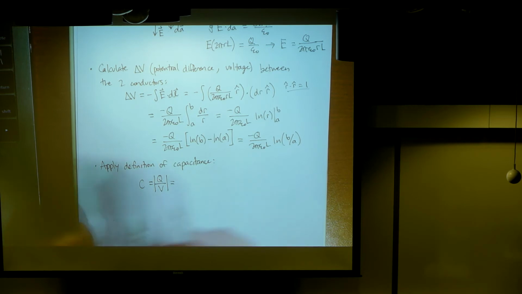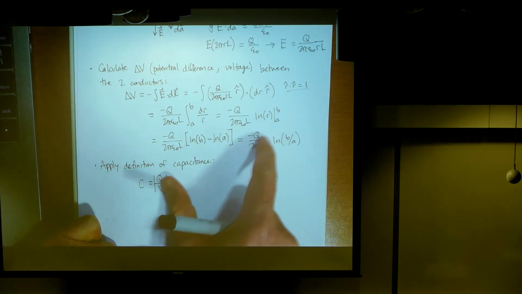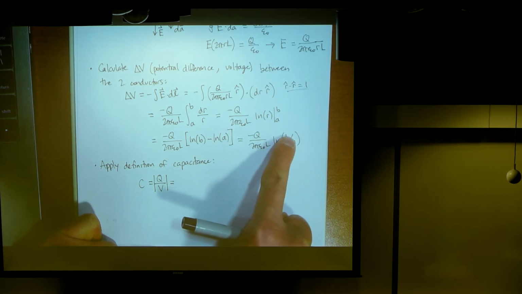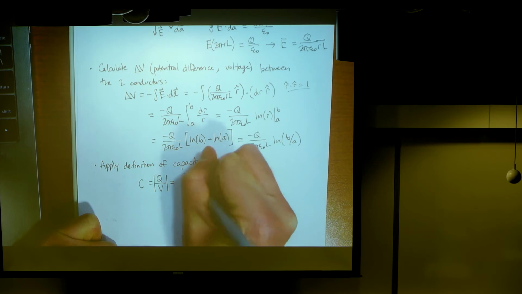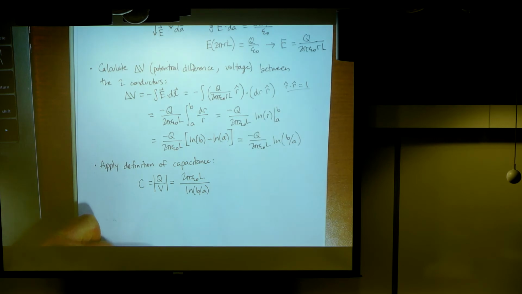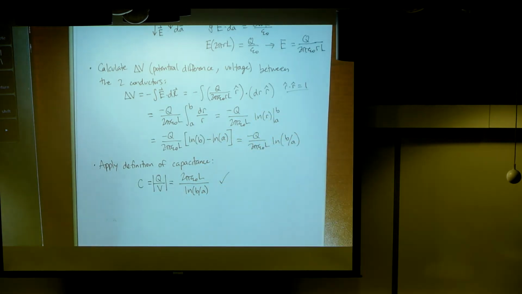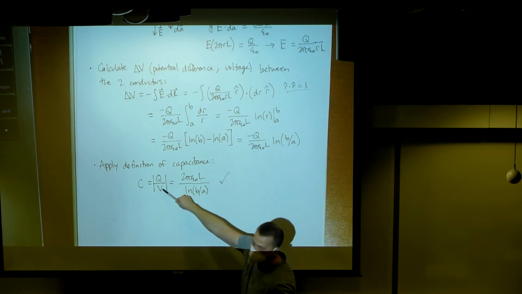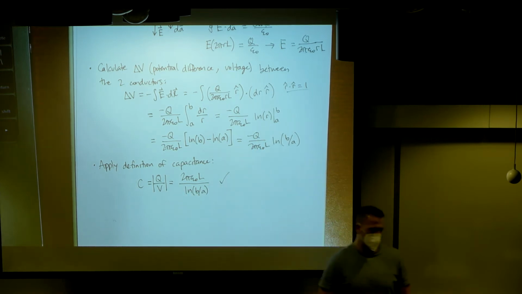Okay, so here we have the Q's canceling out. I hope you can see that. And then basically we're flipping this whole fraction right here. That gives me 2 pi epsilon naught L divided by natural log B over A. So that's, for a cylindrical capacitor, what the capacitance would be equal to. Okay? You said the Q cancels out. Because I'm taking Q on top and then dividing by this expression. So when we do that, the Q's will cancel. Yeah.